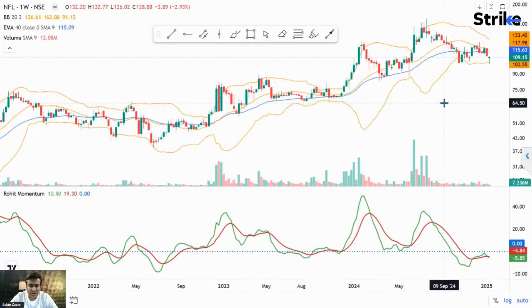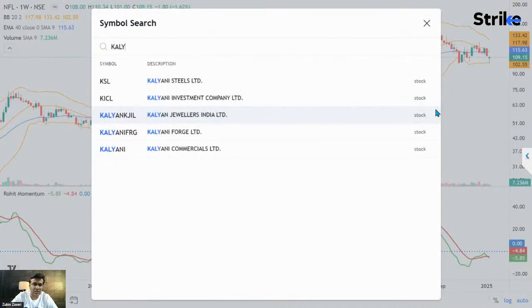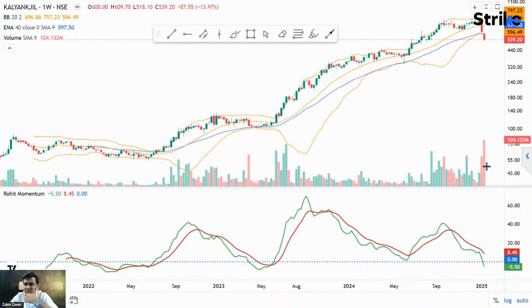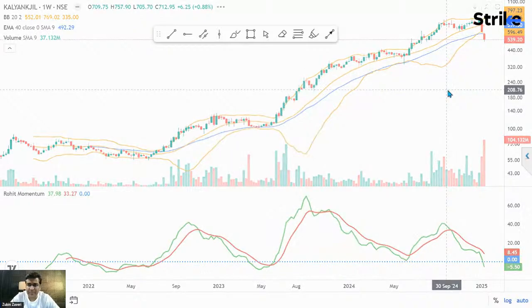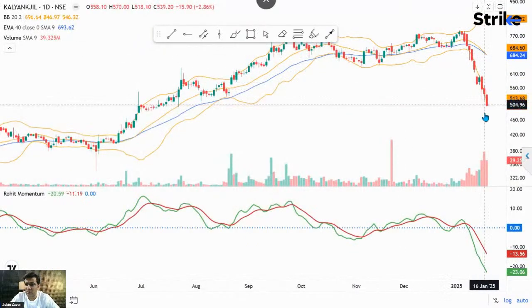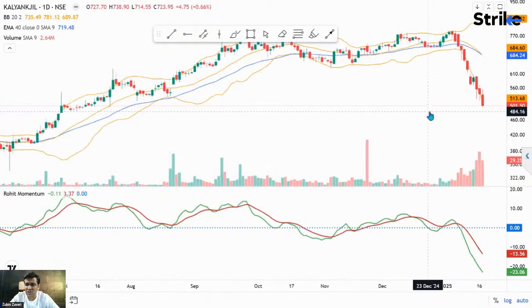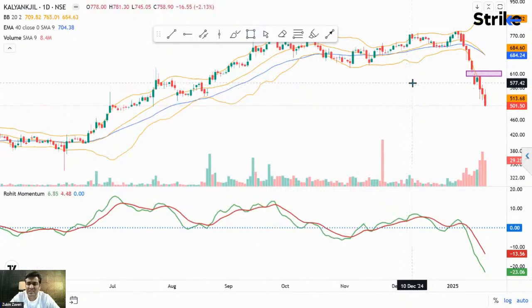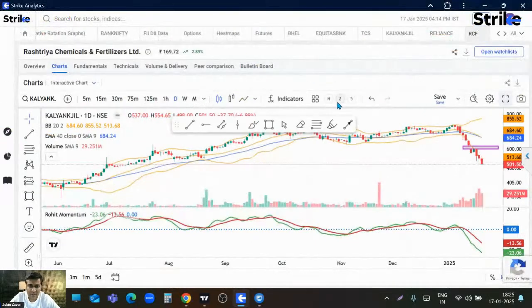Okay. In gems and jewelry, Kalyan Jewelers. Yeah, the weekly chart is showing price decline with increase in volume, prices closing below the 40 EMA, which seems kind of a bearish thing to me right now. Okay, maybe if it has corrected so much, it can give a bounce back, and if it gives a bounce back, this gap down area would act like a resistance area for this particular stock.